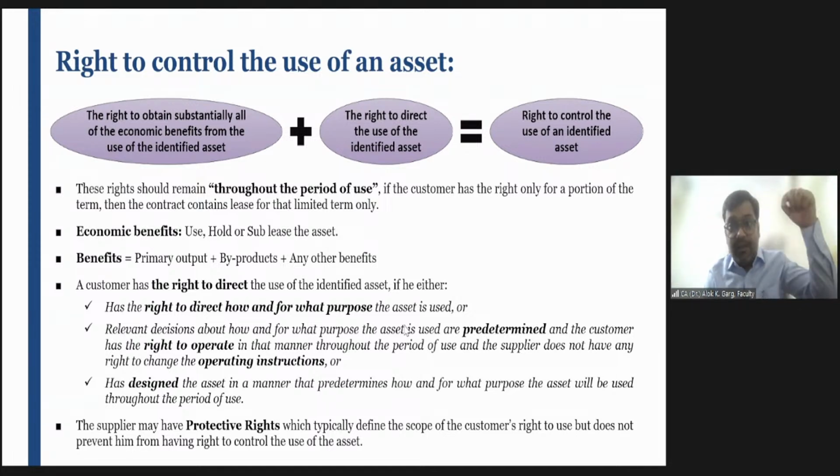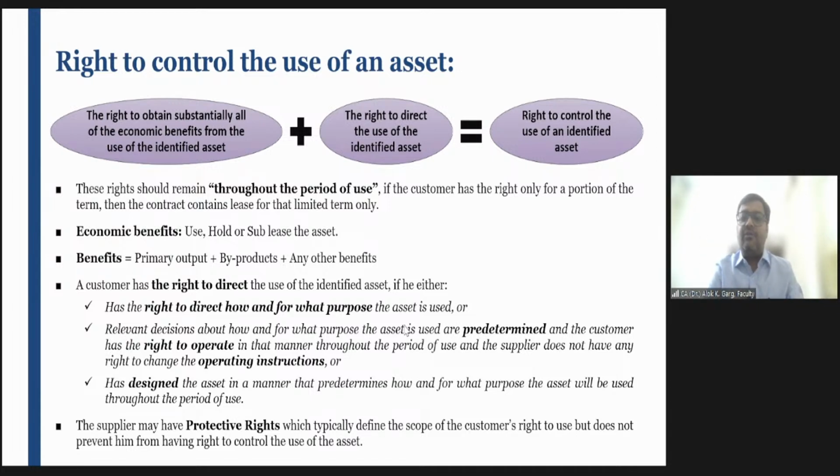But whether he is controlling the use, he is not controlling the use. I am controlling the use, because I am directing how this car has to be used and for what purpose the car has to be used. Is that clear? So right to use is there, but right to control the use is not there. Now I believe you guys have understood the difference between right to use and right to control the use.